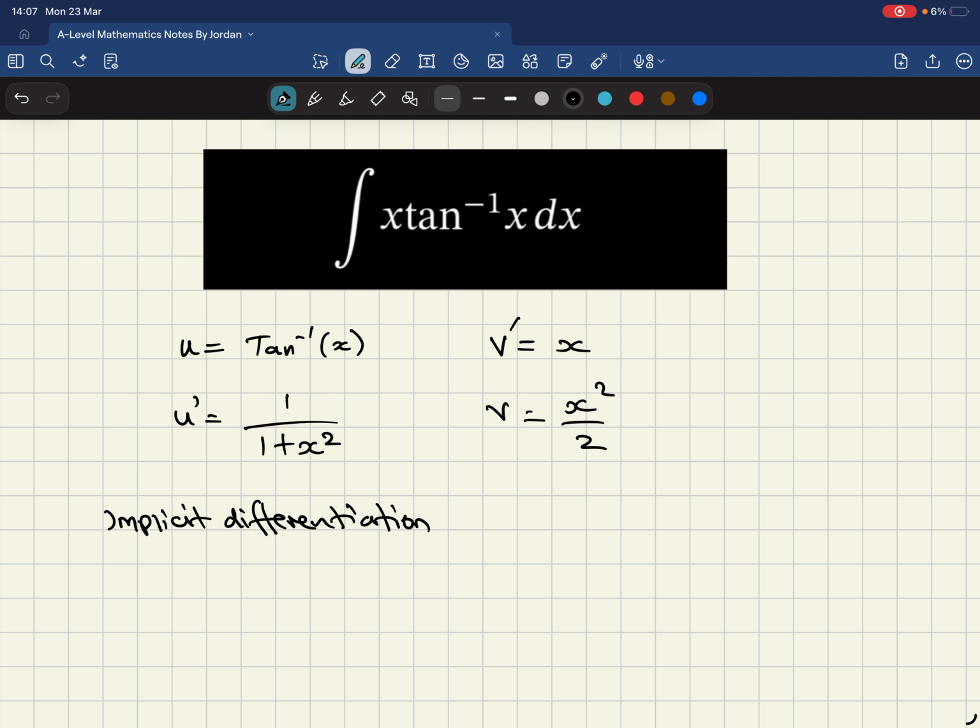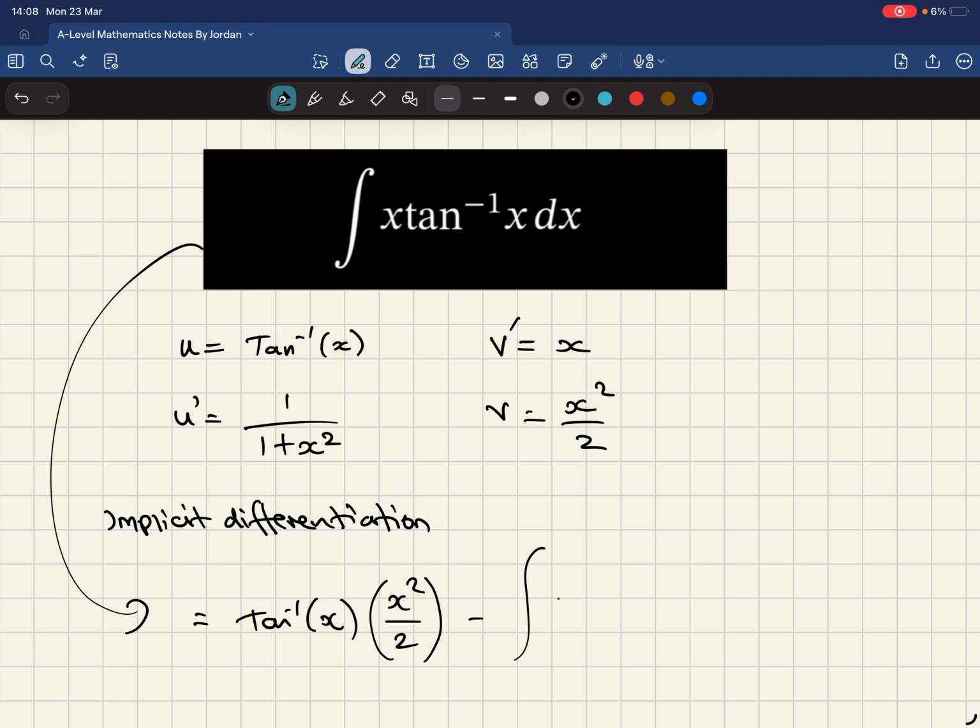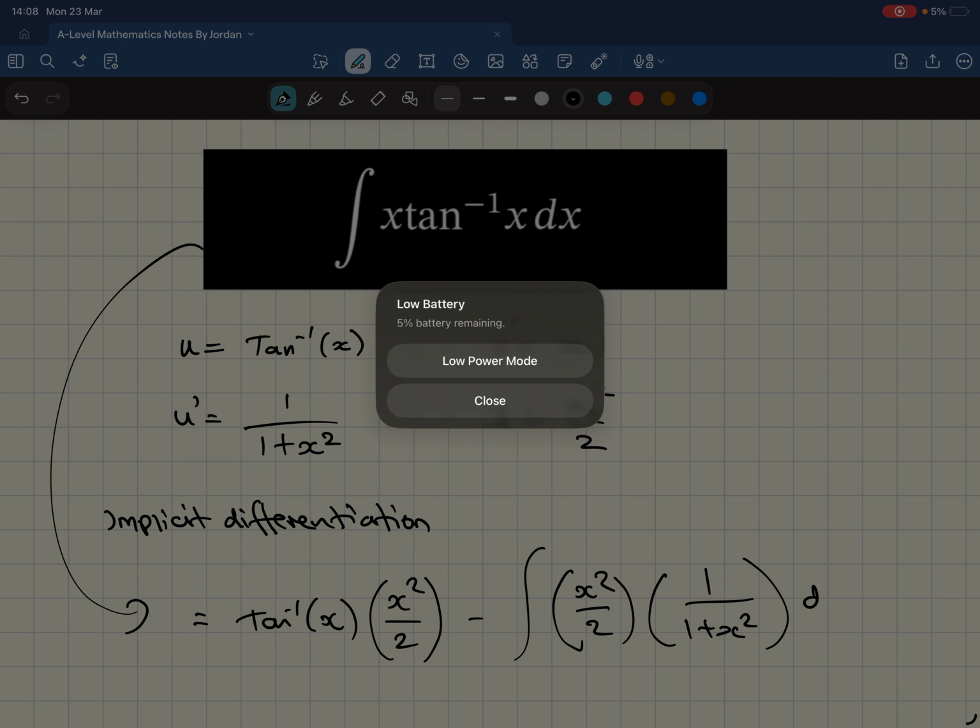Which I will go through in a separate video, which I'll link here. And this will be one of the questions in that video. So if you're unsure, then look there. Right, let's carry on. So let's do the integral. This will be uv, which is the inverse tan of x, times x squared over 2, take away the integral of v u dash. There's v again. u dash is 1 over 1 plus x squared dx.